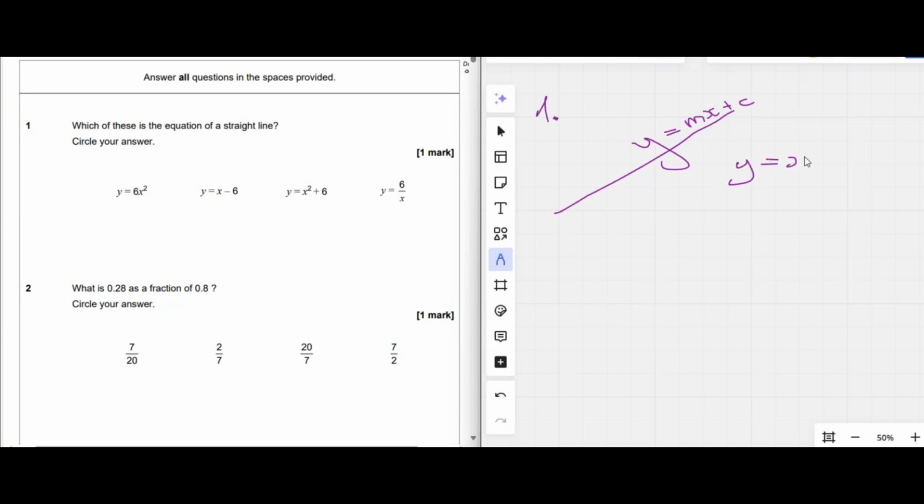y equals x minus 6. Here m is 1 and c is negative 6. So where is x without the square? It will be a straight line, but it must not be 6 over x. If x is in the denominator, it's not a straight line, it's that hyperbolic fraction.